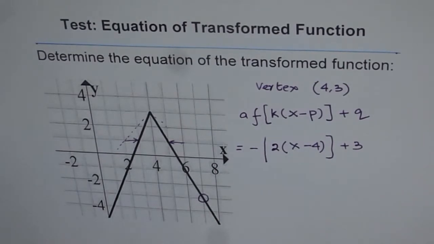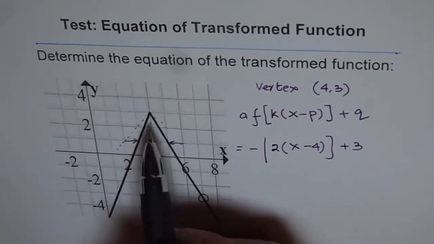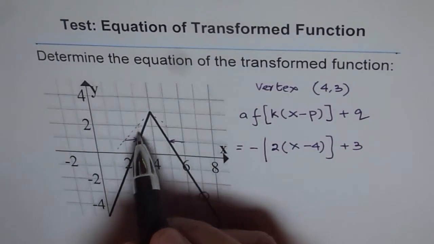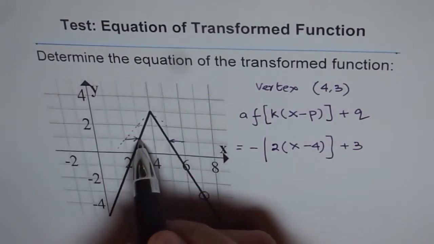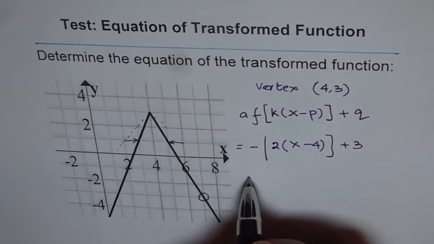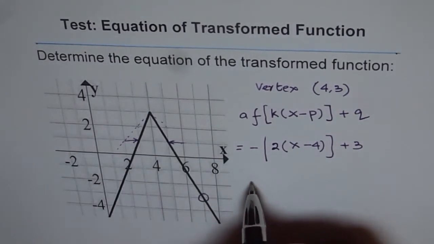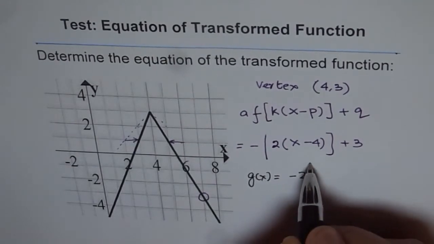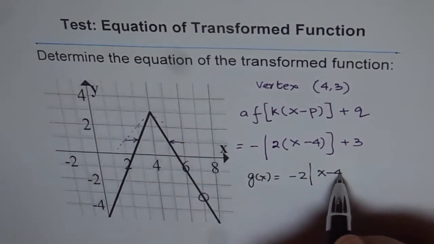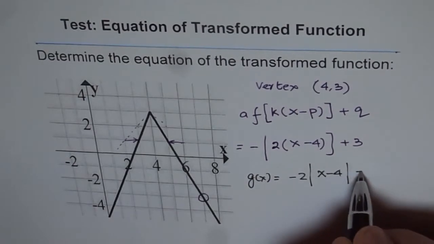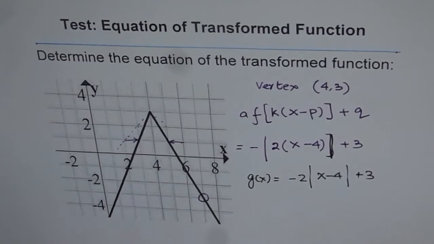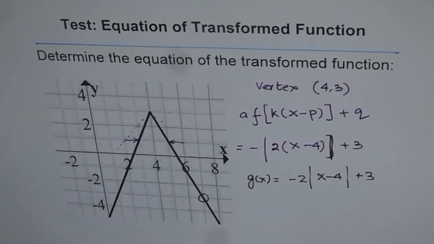The alternate equation could have been that we consider this as a vertical stretch by a factor of 2, right? That could be an alternate equation. So we could have also written this equation as, let's say, g of x equals minus 2 times the absolute value of (x minus 4) plus 3, right? It's an absolute value function. So that is how we can get the equation from the graph.